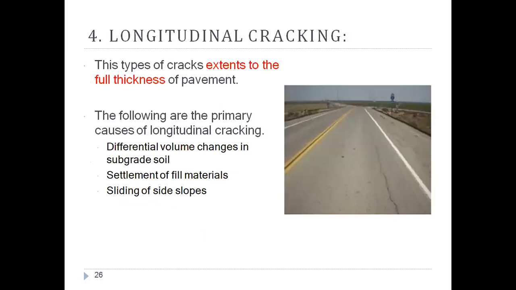The longitudinal cracking. Here in this image, you can see this is the longitudinal cracking. These crackings can be formed by the differential volume changes in the subgrade soil. The subgrade soil which we provided while laying of these pavements, is there any differential volume? If the compaction of the subgrade soil is not done properly, and there are volume changes in the subgrade soil, it results in the longitudinal cracking. The settlement of fill materials, the sliding of side slopes.